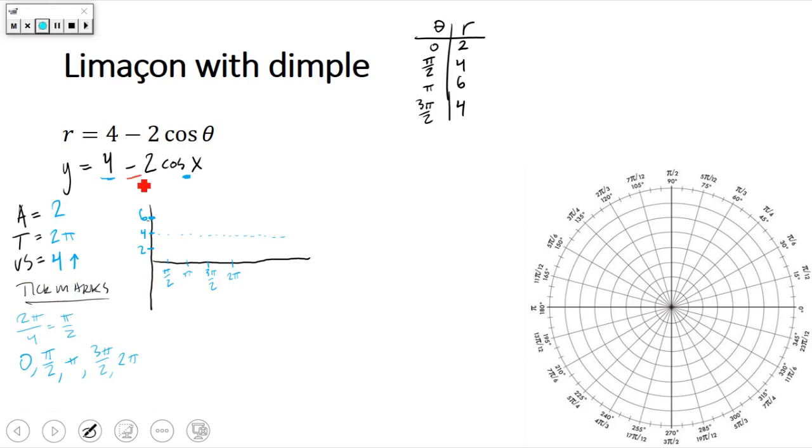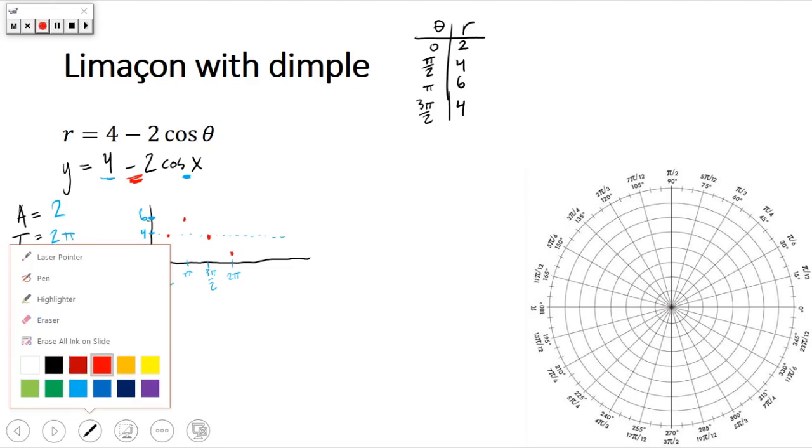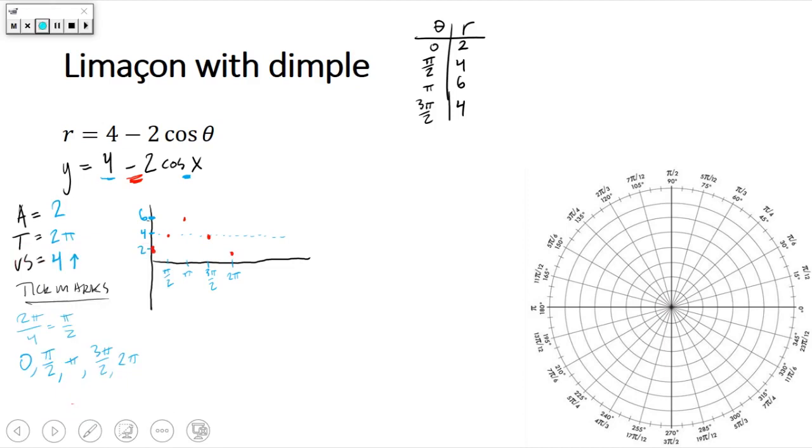Now notice we have negative cosine here. So negative cosine starts at the bottom, meaning it's going to start right here at 0, 2. Then at the next tick mark, it goes up to the midline. At the next tick mark, it's going to be up at the highest point, then back at the midline, and then back at the lowest point. And if we connected these dots with a smooth curve, we would find that the graph of 4 minus 2 cosine x looks something like this.